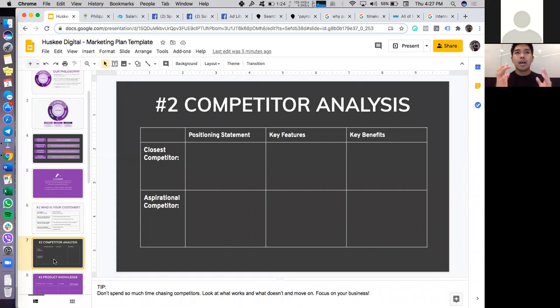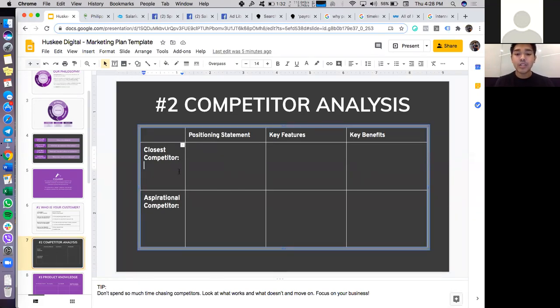So I wouldn't spend too much time, and I wouldn't lose sleep over what my competitors are doing. I would focus on doing what's good for my business. So when we do a competitor analysis, we look at just two. We look at others, sure, just for variety, but we only really keep close tabs on two. The first one being the closest competitor, and the second one being the aspirational competitor.